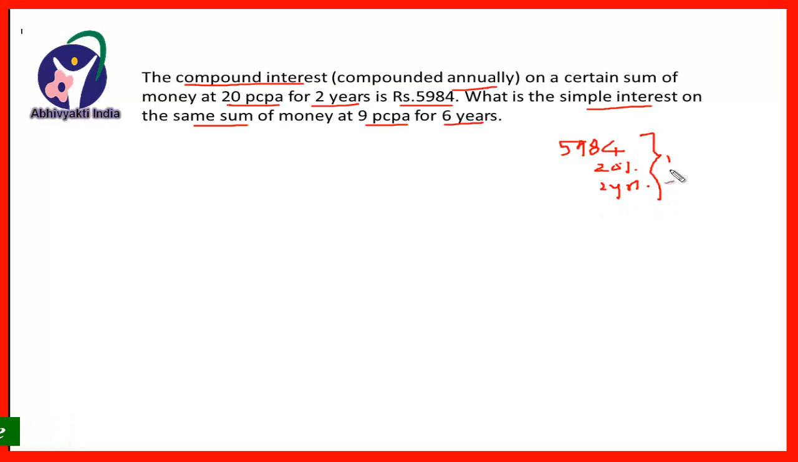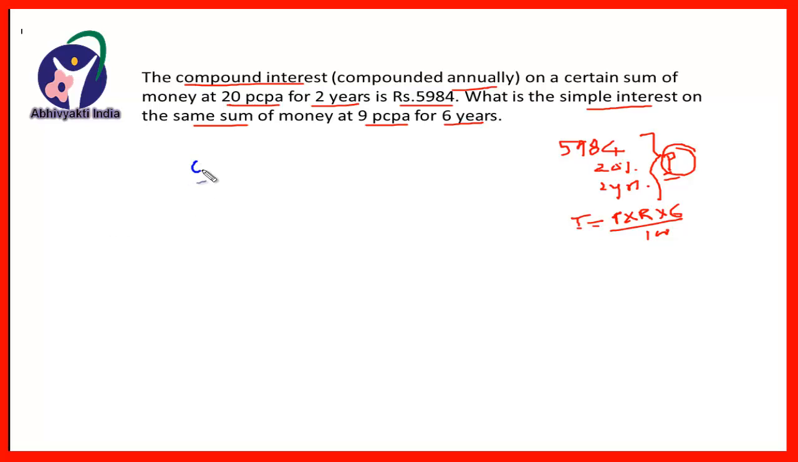From this we can find the principal, and once you have got the principal, because the same amount is invested here, you can find simple interest using the formula principal into rate, that is 9%, into time 6, upon 100. So first we will find the principal amount.